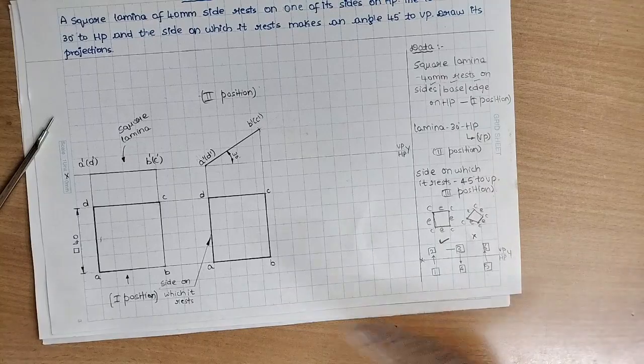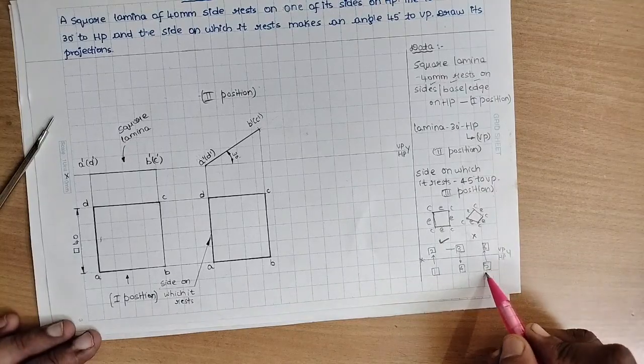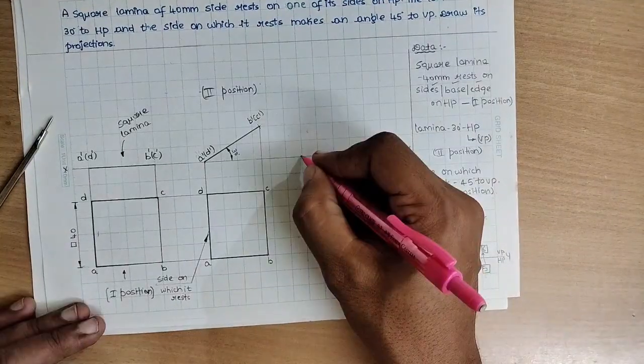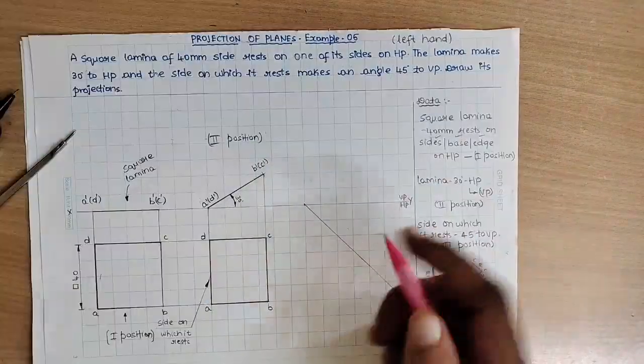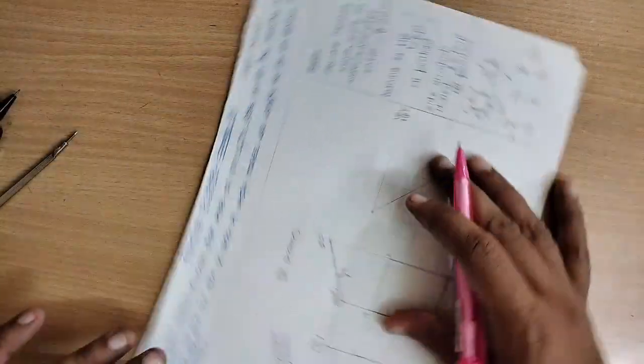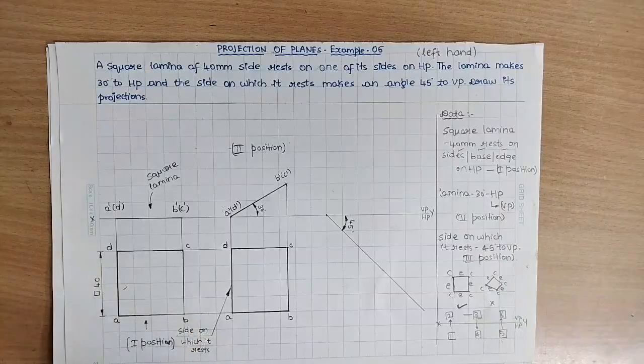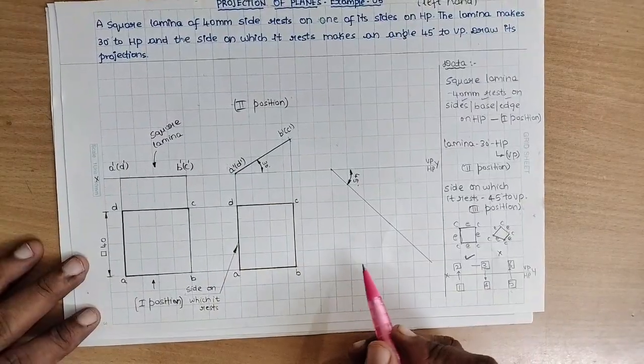VP inclination should be shown under HP, and that is what I wanted as the fifth drawing. Take any convenient point, mark 45 degrees. Update this angle as 45 degrees. Make use of compass before transferring the points.